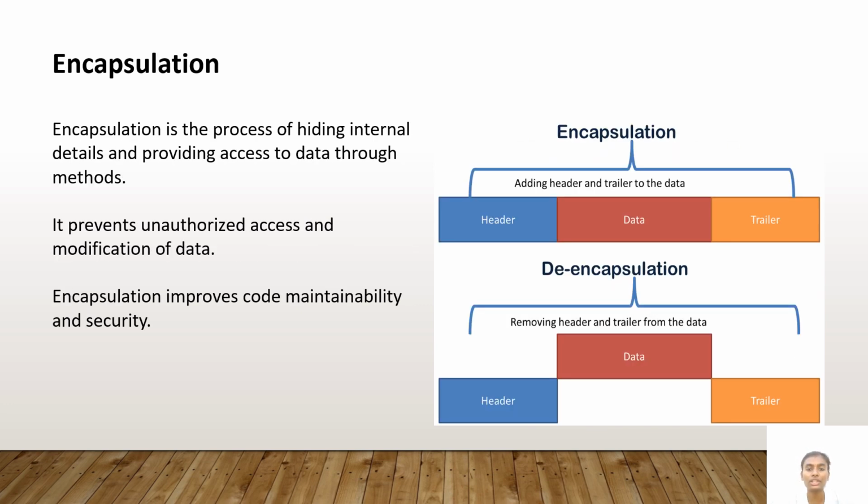Encapsulation. In encapsulation, a class's variables are hidden from other classes and can only be accessed by the methods of the class in which they are found. Encapsulation in Java is an object-oriented procedure of combining the data members and data methods of the class inside the user-defined class. Encapsulation is the process of hiding internal details and providing access to data through methods. It prevents unauthorized access and modification of data. Encapsulation improves code maintainability and security.